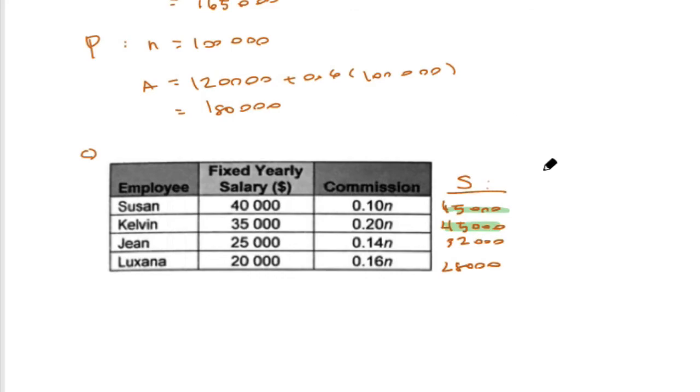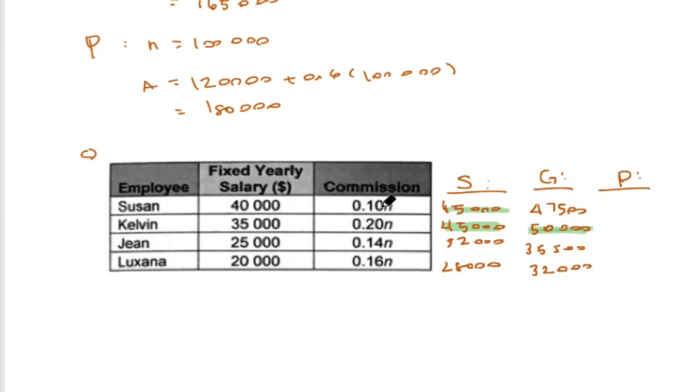Next, if we're looking at the gold level, N is 75,000. So we just want to put 75,000 into each of our N values again. And we get 47,500 for Susan. Calvin earns 50,000. Jean earns 35,500. Last, Luxana earns 32,000. So in this case, Calvin earns the most.